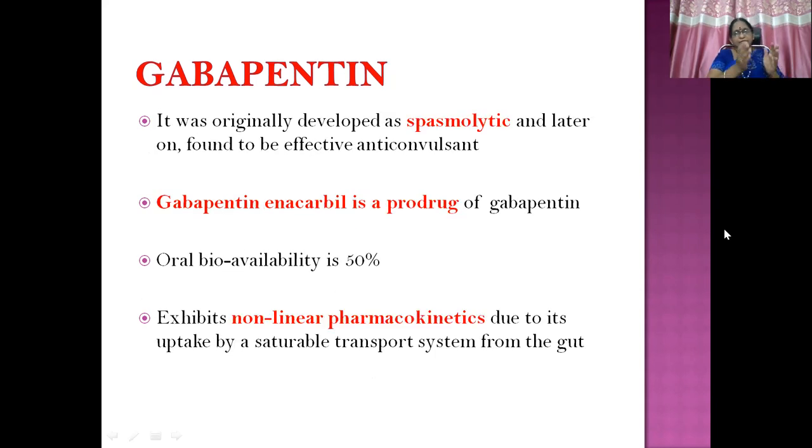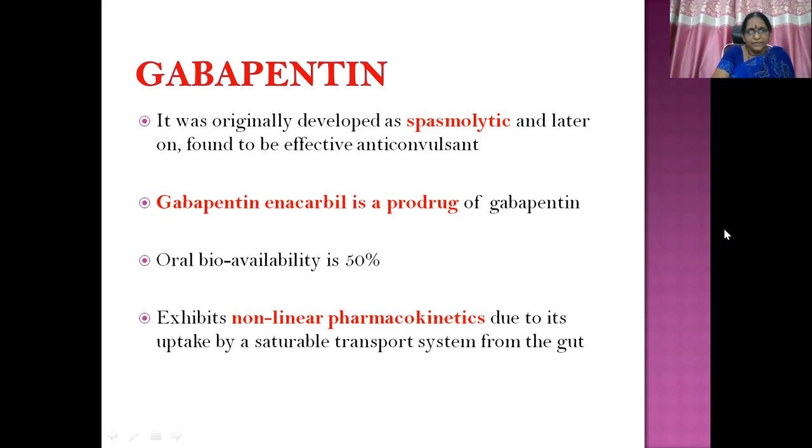Then, so these are the common features of gabapentinoids, both gabapentin and pregabalin. But both of the molecules have some different peculiar features, which I'm going to discuss now. So gabapentin was developed as spasmolytic in the beginning. Later, they found that this molecule has anticonvulsant property. Regarding the pharmacokinetics, the special feature of this molecule is it is having a prodrug, that is gabapentin enacarbil, from which the gabapentin molecule is released.